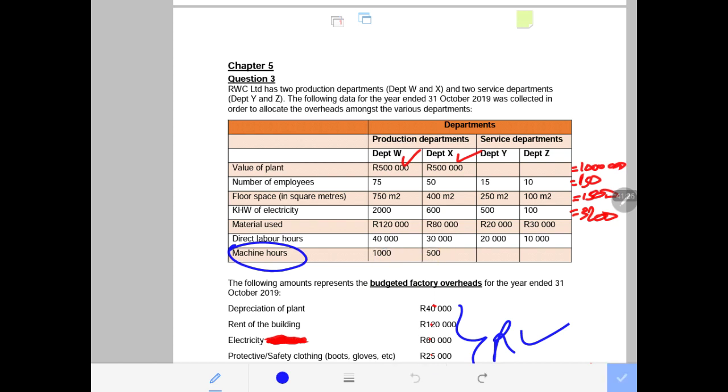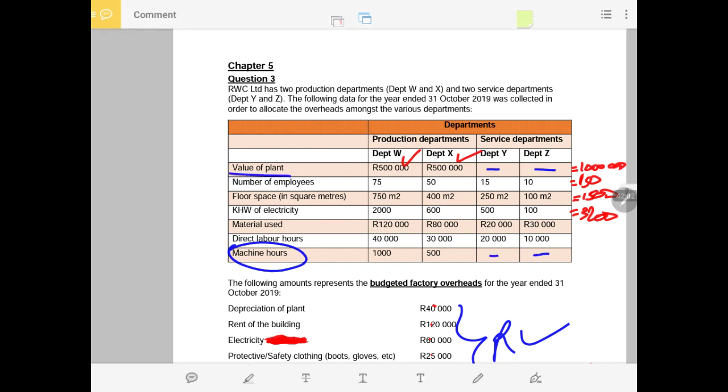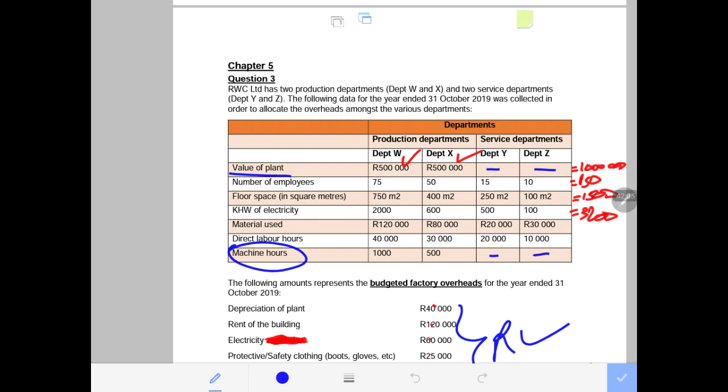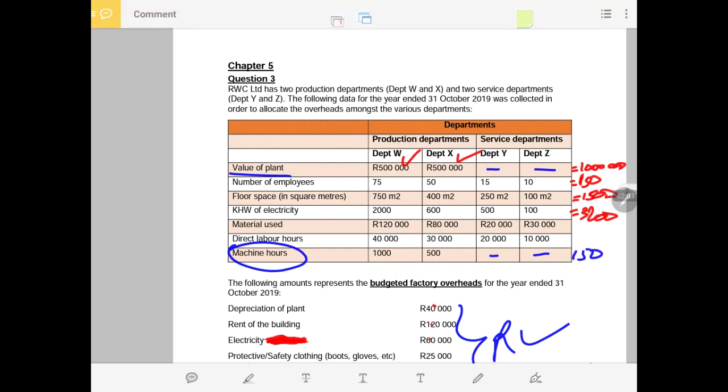So we don't have machine hours in the service department. Why? Because the service departments are not producing, so they can't have machines, but they can only render services. It's only the main departments that can have the machines in the plant. Similarly with the plant, we do not have the value of the plant, because these service departments are not producing anything. So there is no way they could have machine hours. Now that means we have 1.5 here as the total machine hours.